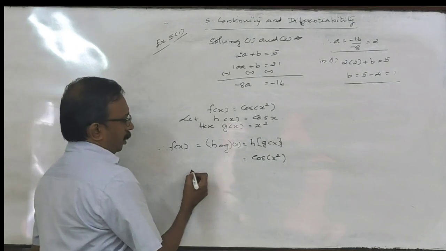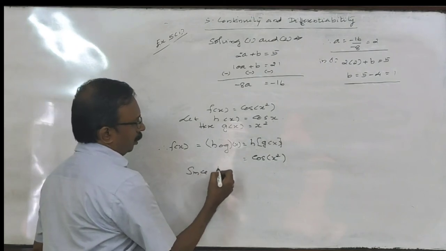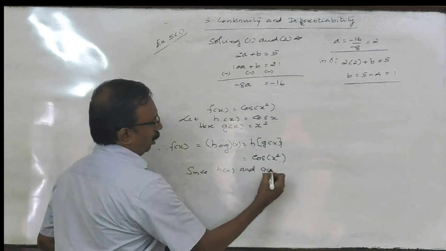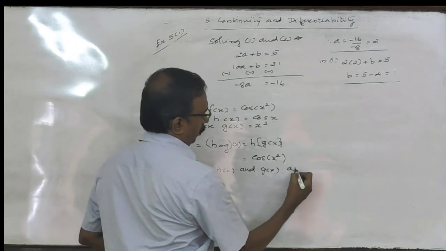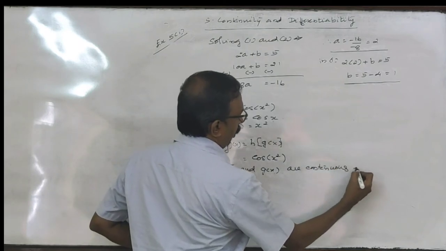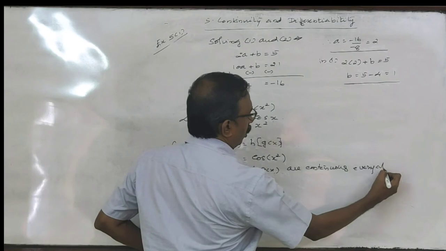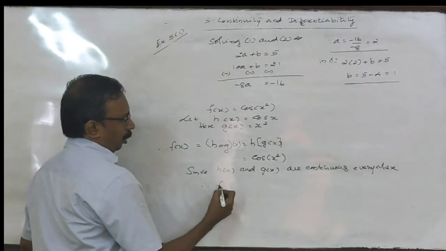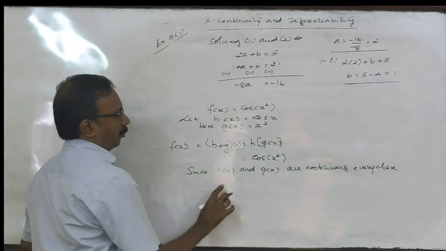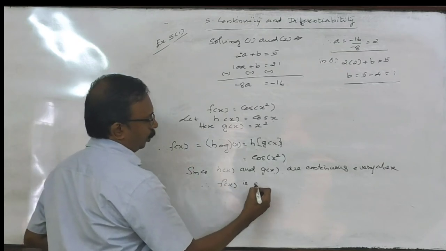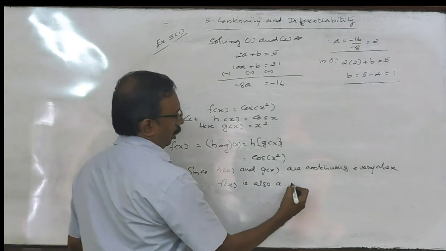Therefore, since h of x and g of x are continuous everywhere, therefore h of g of x, that is f of x, is also a continuous function.